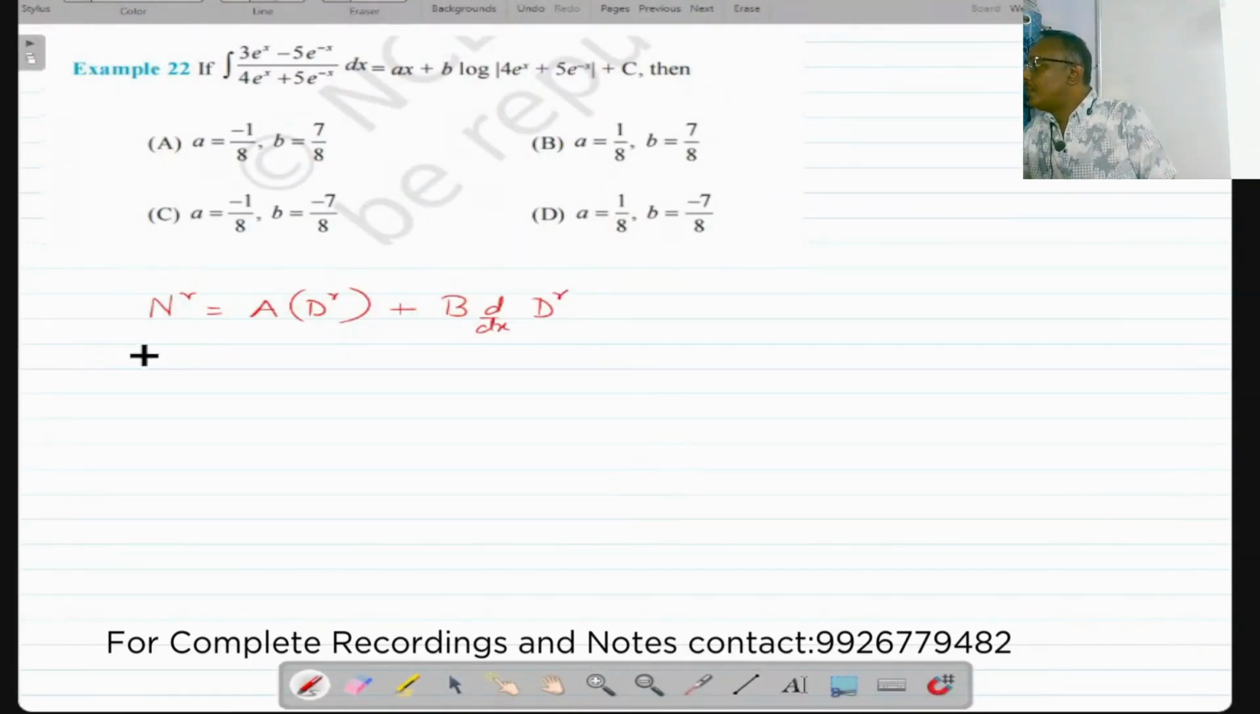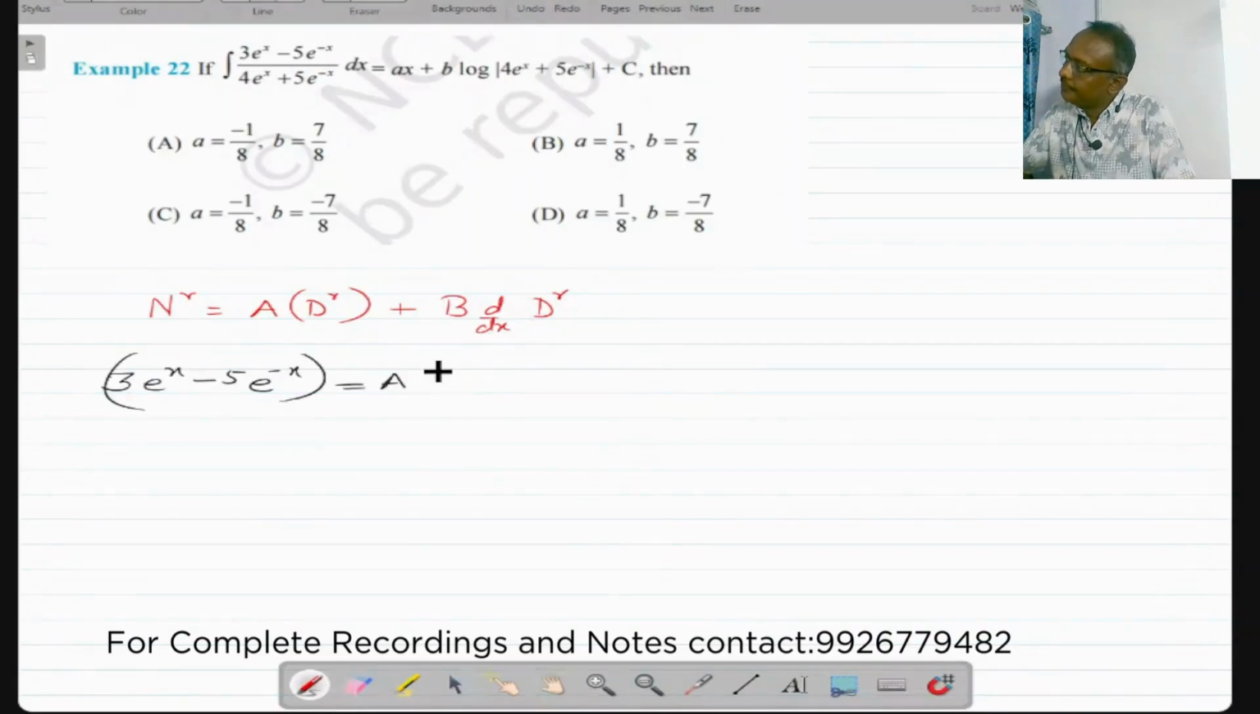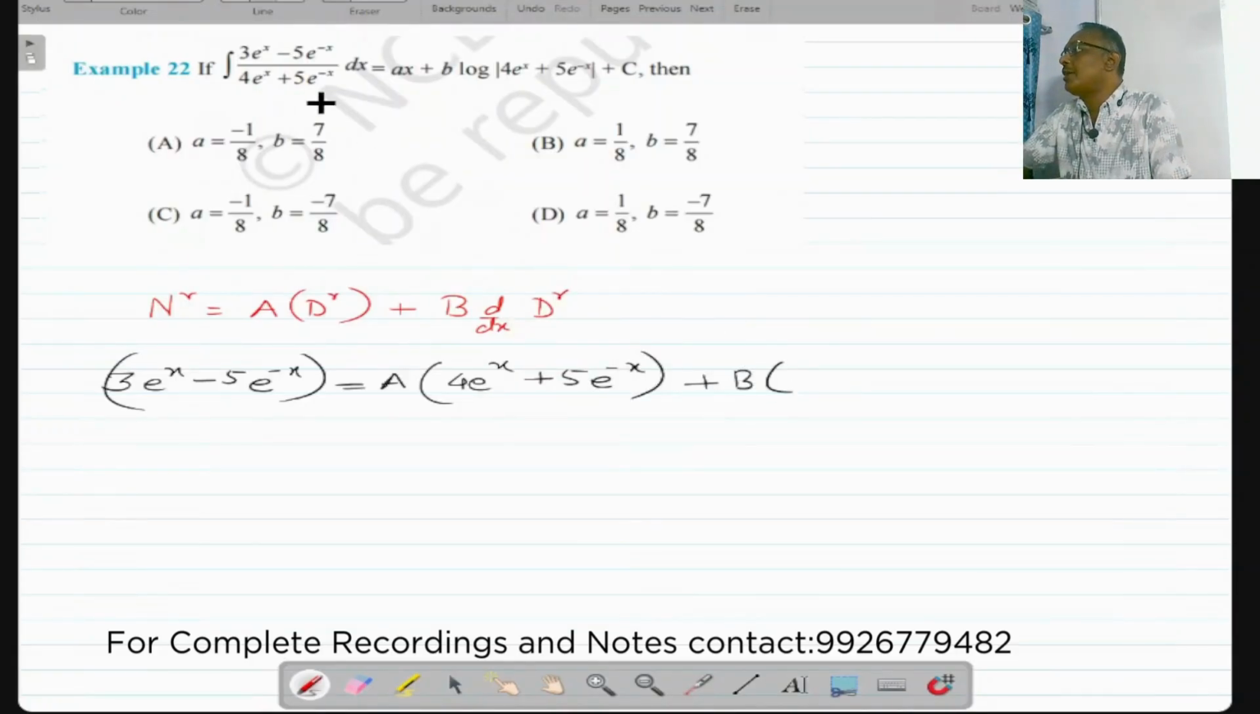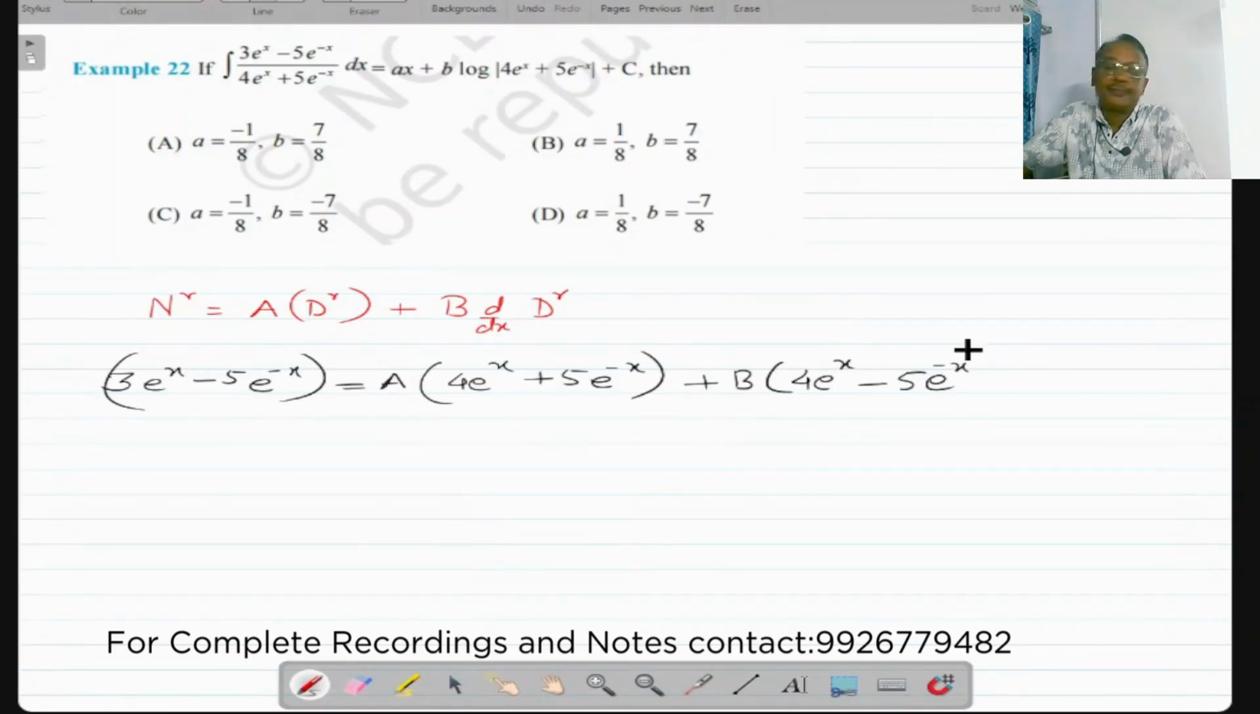यानी 3 e to the power x minus 5 e to the power minus x as a times of, what is the denominator? 4 e to the power x, 5 e to the power minus x. What is the differential of the denominator? बताओ. 4 e to the power x, इसका minus x का differential minus 5 e to the power minus x.